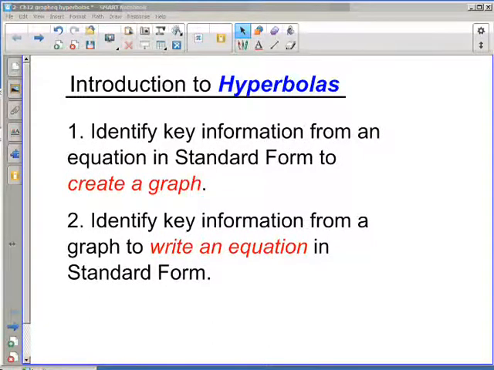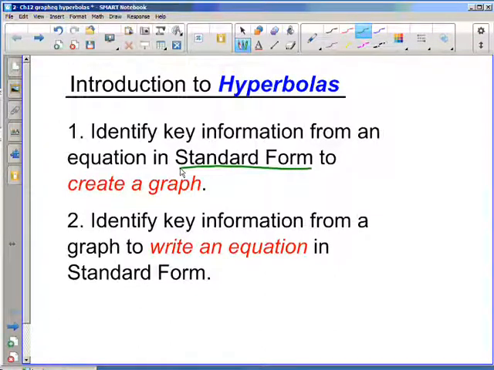Hello and welcome to the last section of our introduction to conics. This is going to cover hyperbolas, probably a shape you haven't seen. The goals for this lesson are to identify the key information from an equation that's already in standard form so that we can make a graph, and then turn that around, look at a graph, and write an equation, obviously in standard form.